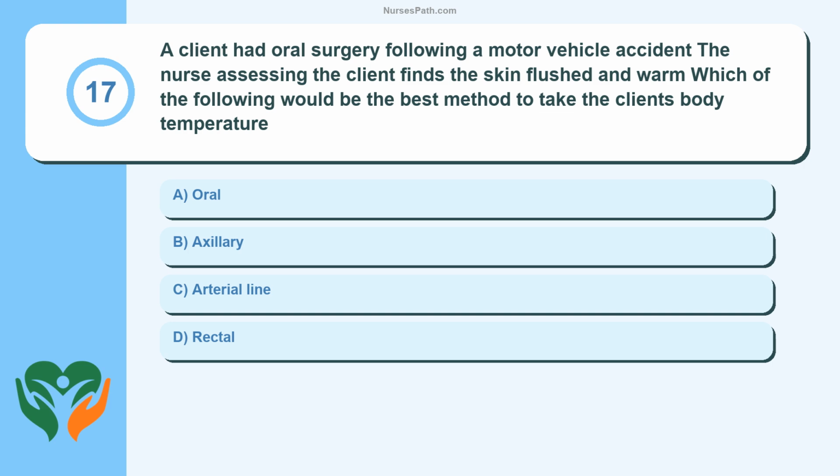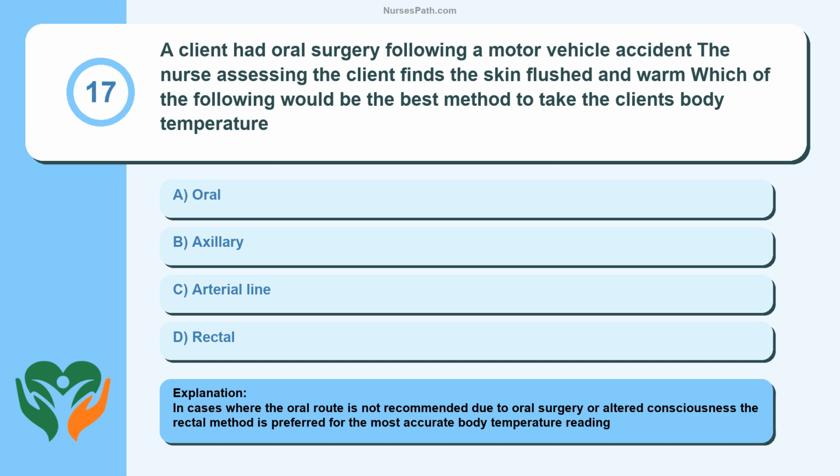Question 17. A client had oral surgery following a motor vehicle accident. The nurse assessing the client finds the skin flushed and warm. Which of the following would be the best method to take the client's body temperature? Oral, axillary, arterial line, rectal. In cases where the oral route is not recommended due to oral surgery or altered consciousness, the rectal method is preferred for the most accurate body temperature reading.